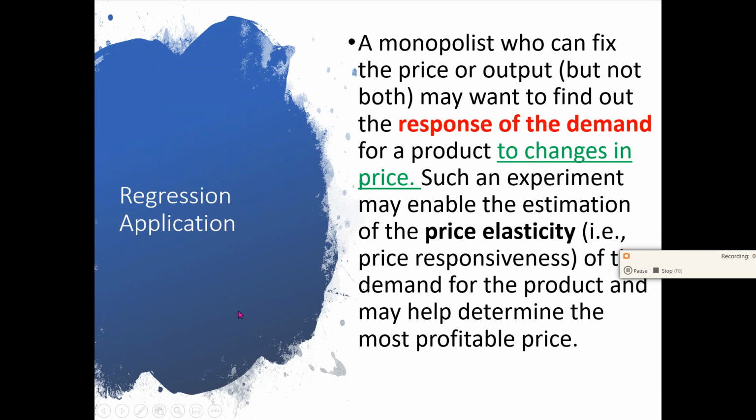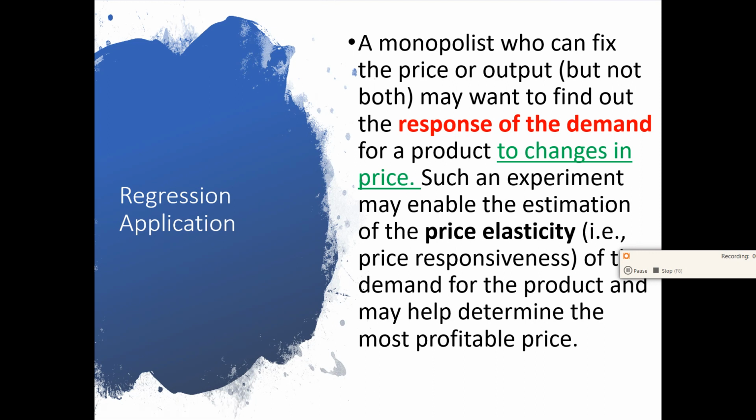So let's discuss a practical example of regression that will further clarify how we are going to fix the values, or predetermined fixed values, of a random variable. Let's say a monopolist can fix price or output, but not both, right? So a monopolist can fix price or output, and he may want to find out the response of the demand of a product to changes in price.